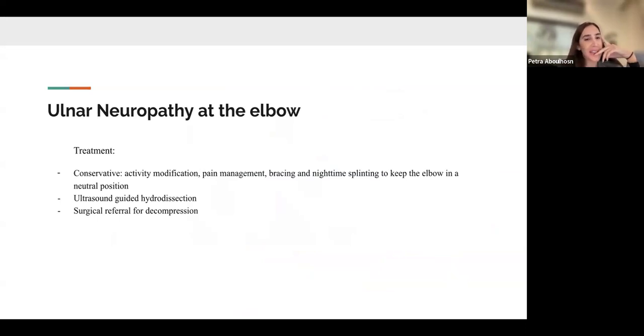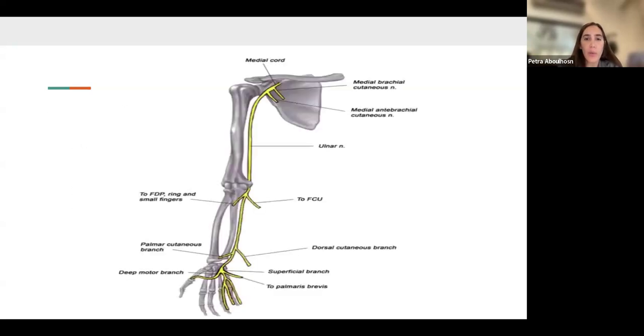I've actually done D5 prolotherapy hydrodissection on both of my elbows for cubital tunnel syndrome. It worked well for about 2 months, but I haven't done any nighttime splinting, which I should. And then if it's chronic, with severe weakness and no improvement with the above, we would refer for surgical decompression.